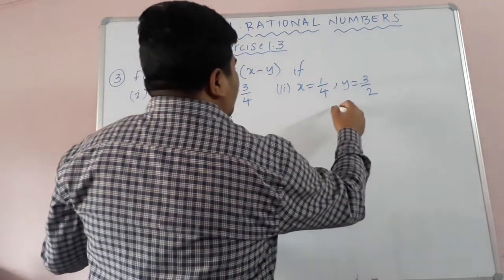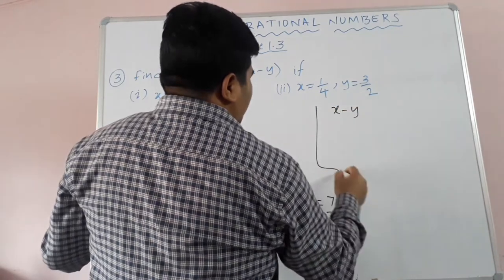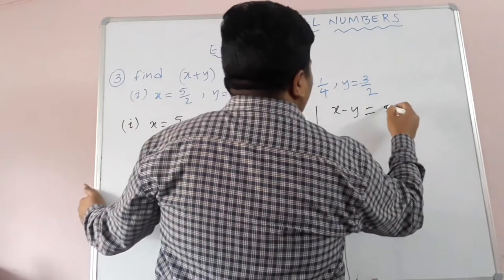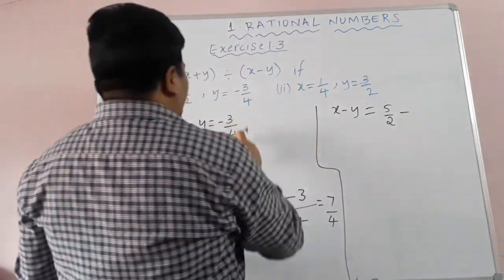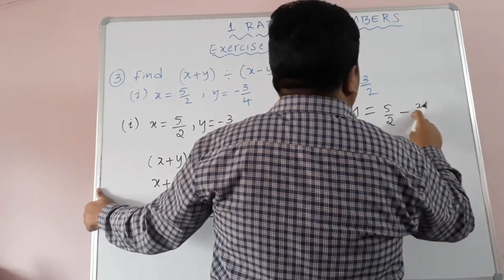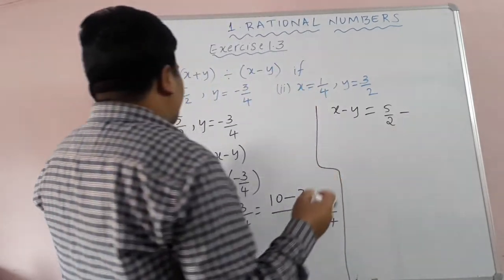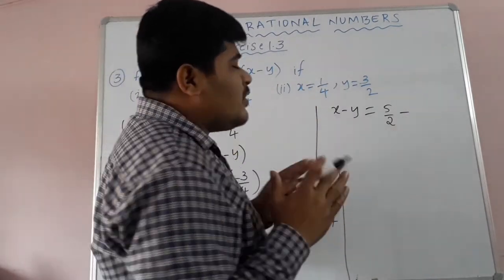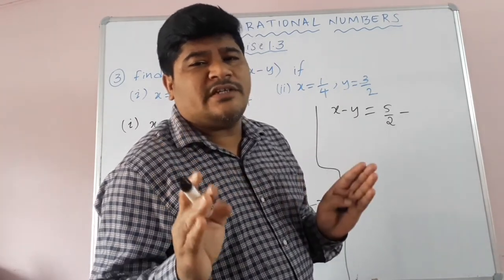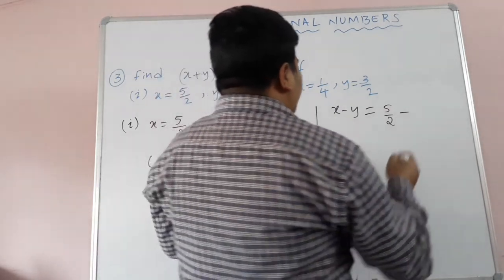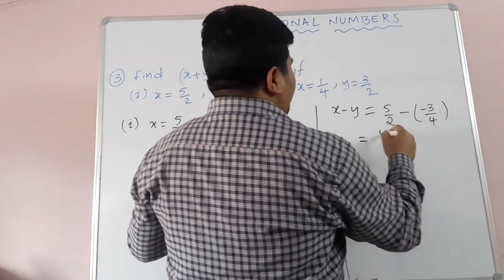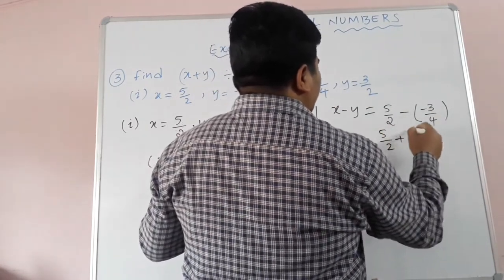Now we need to find the x minus y value, children. So what is x? 5 by 2. X is 5 by 2 minus y, and y is minus 3 by 4. So here it is 5 by 2 minus the y value, minus 3 by 4. After a minus symbol, if we want to write a negative number, we must put it in brackets. So 5 by 2 minus of minus 3 by 4. Minus into minus gives plus 3 by 4.